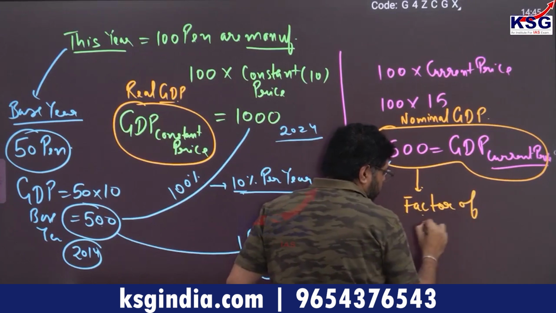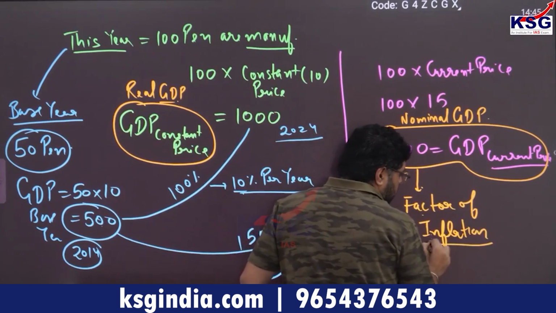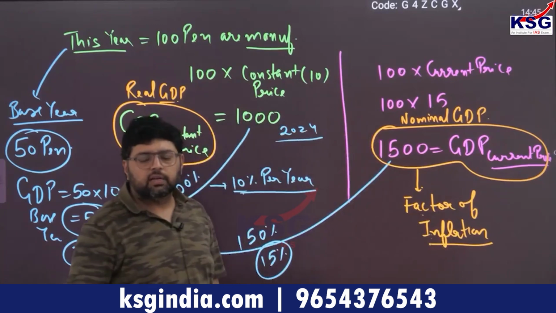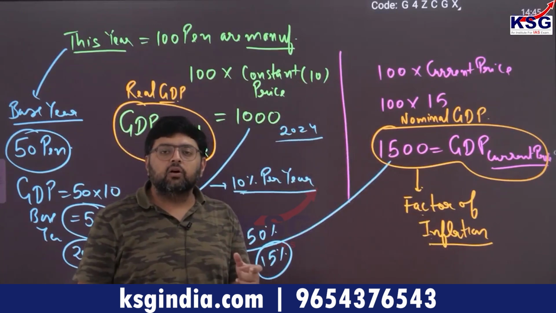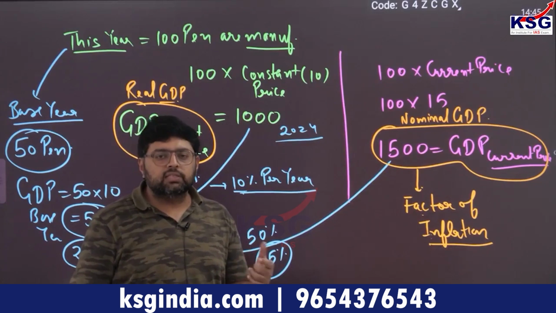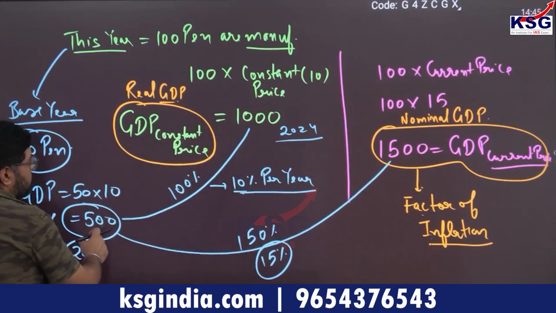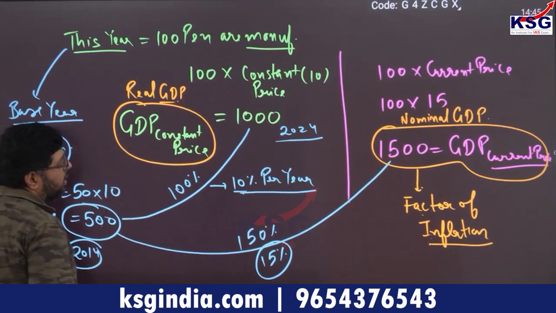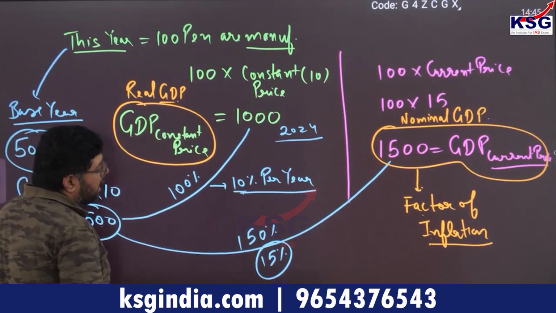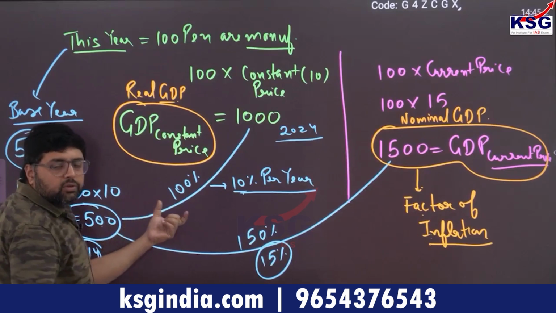Because of this factor of inflation, we will not be able to calculate the total final goods and services produced. But when you compare the real GDP with the base year GDP, then you can easily calculate the total final goods and services produced.